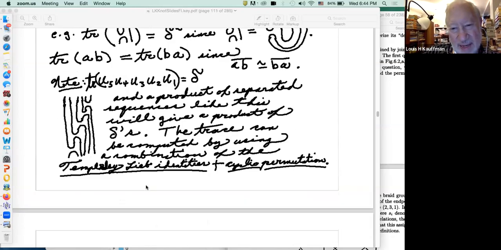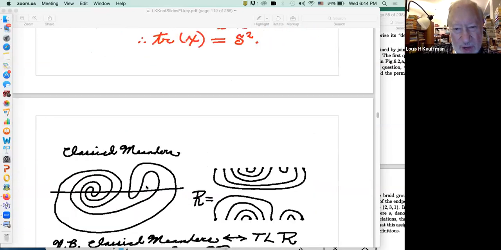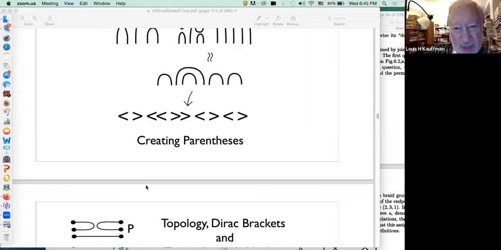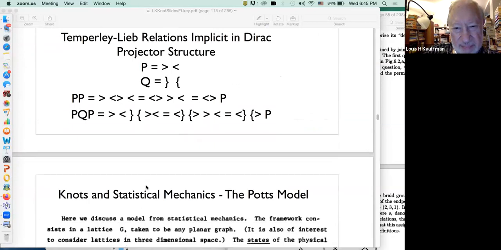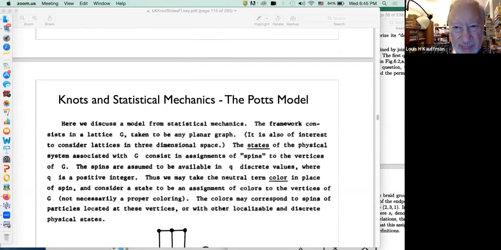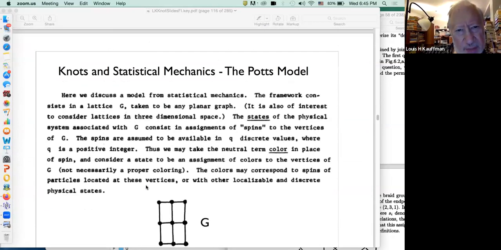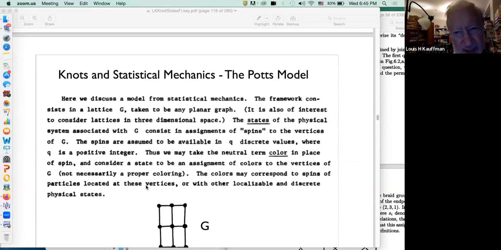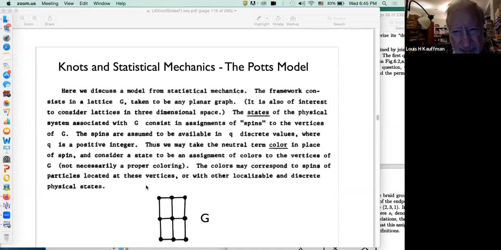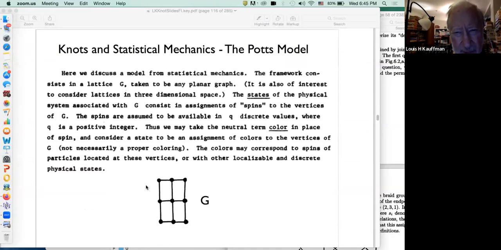So that was some of the things that I was talking about in there, and we won't go into them in more detail. I want to talk now for a few minutes about the relationship between knots and statistical mechanics. And we're going to keep this short.